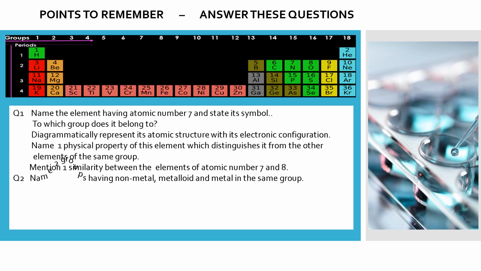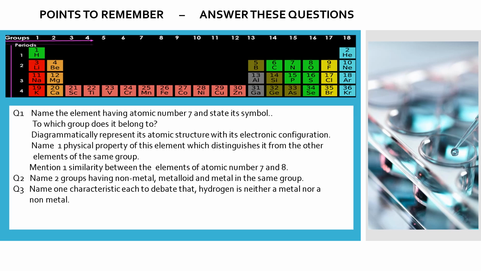Name 2 groups having non-metal, metalloid and metal in the same group. If you take group 14, carbon is a non-metal, germanium is a metalloid, and tin and lead are metals. Similarly, if you take group 15, nitrogen is a non-metal, arsenic is a metalloid, and bismuth is a metal.